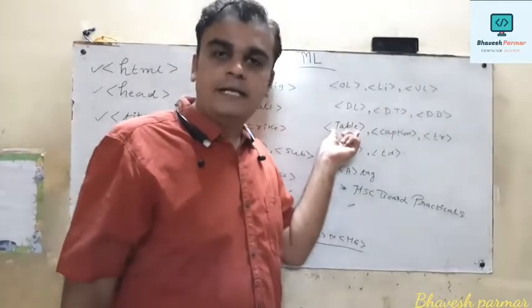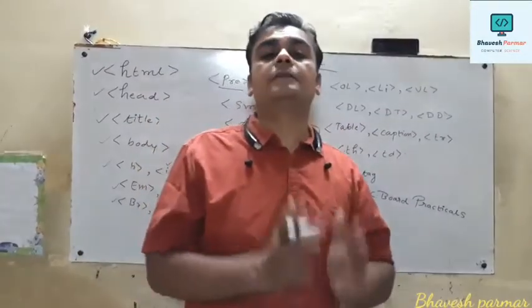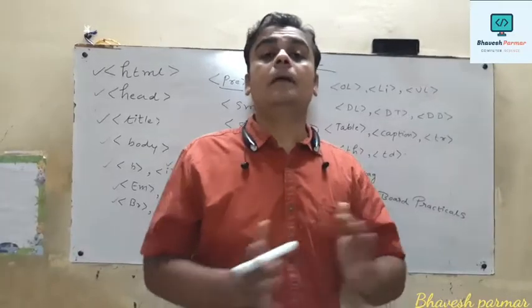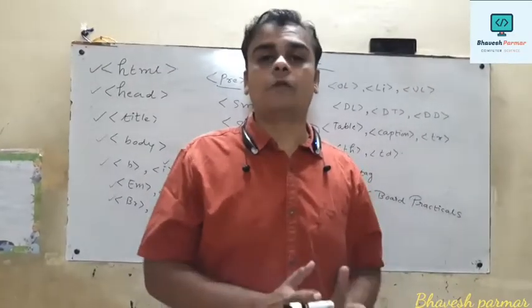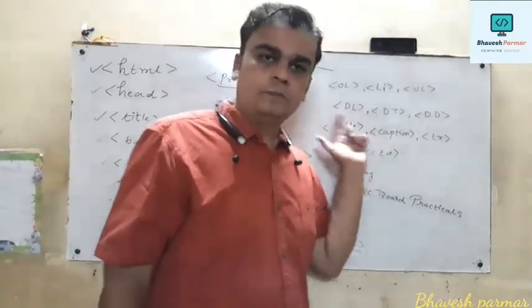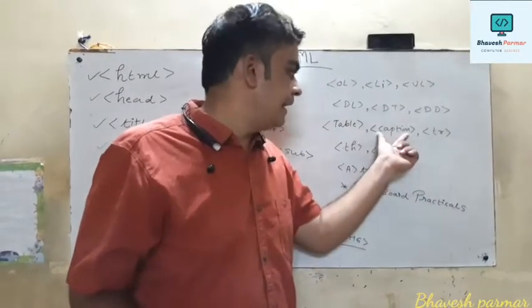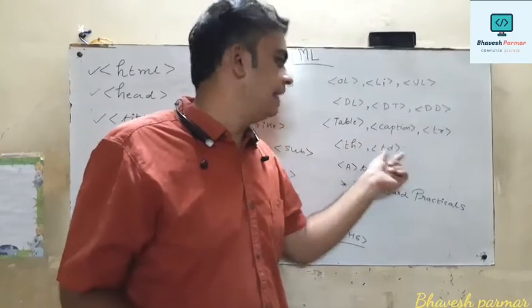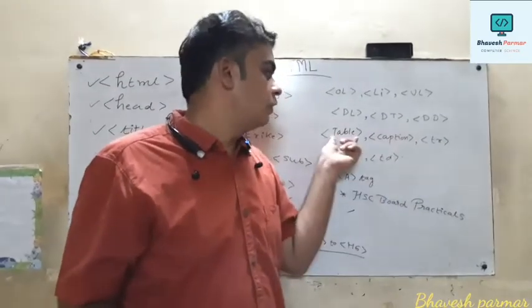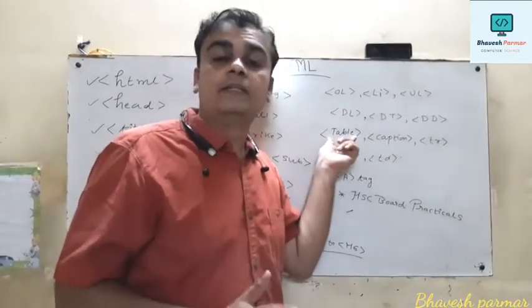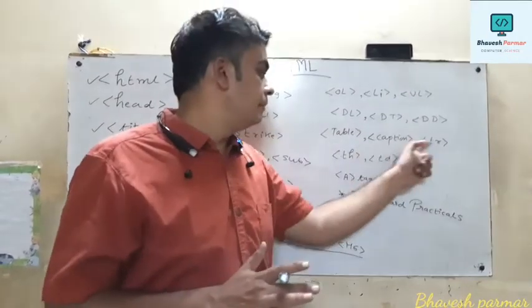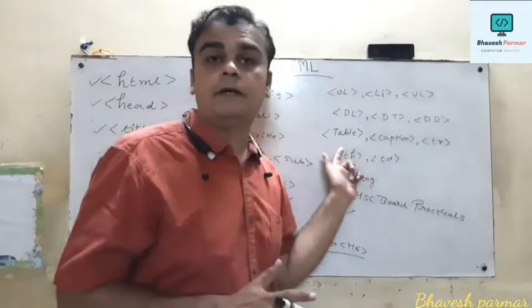So what is the use of table tag? Table tag is widely used to display the given information in a prescribed form or in tabular form. There are some supporting tags also. Which are these tags? Caption tag, TR tag, TH tag and TD tag. These tags help to display the information in tabular form. And remember that all these 5 tags are pair tags.